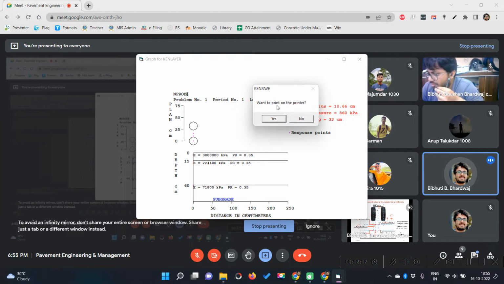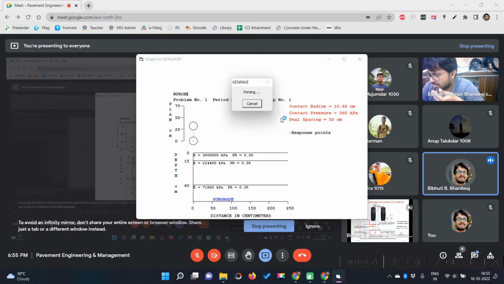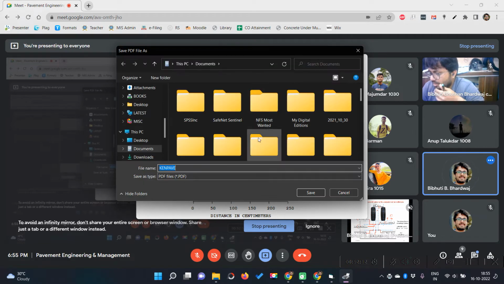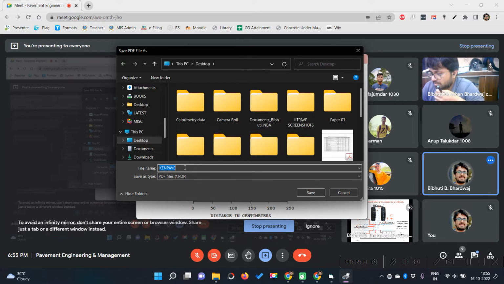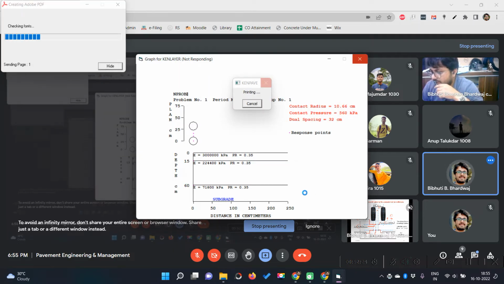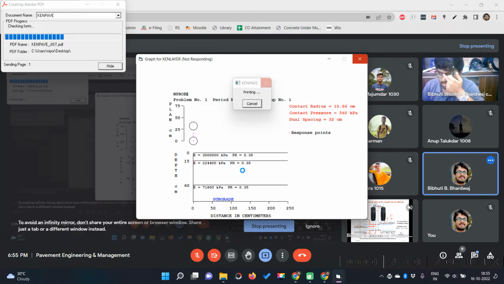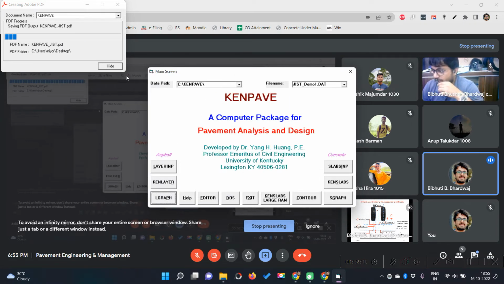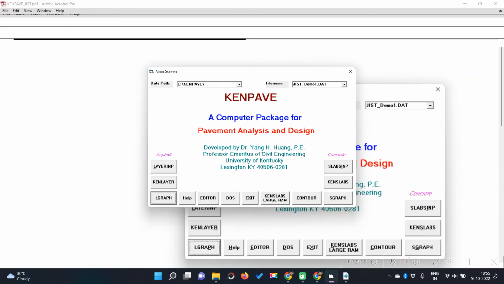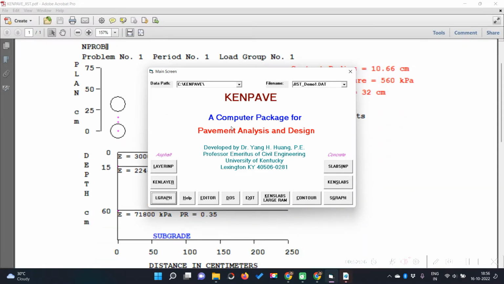You will also see one option, want to print on the printer. If you select yes, then you can save it as a PDF. So I am just going to desktop, KENPAVE, again JIST. Okay, so as a PDF I can save, just for future reference. Okay, done. So in a PDF file you'll be able to select this. All right.